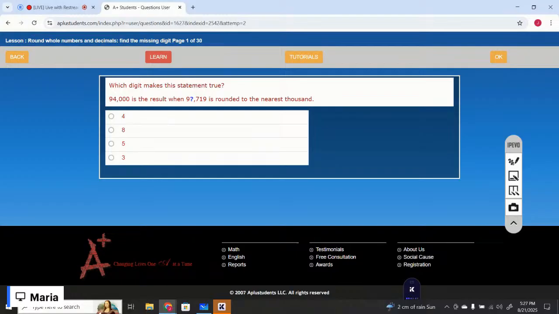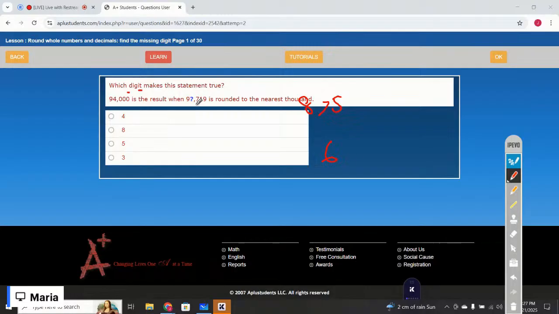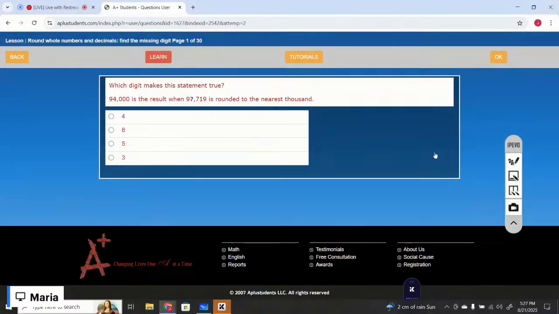94,000 is the result when 9, the missing digit, 719 is rounded to the nearest thousand. So when you round this number, you end up on 94,000, right? So the missing digit we need to find, we need to add 1 to the number. 3 plus 1 is 4, so it must be 3, that is 93,719. And because you need to round to the nearest thousand, that would be rounded to 94,000. So the missing digit is 3, option number 2 is the correct option.